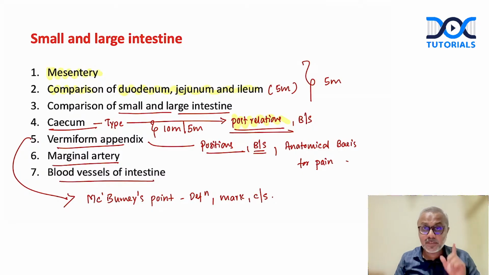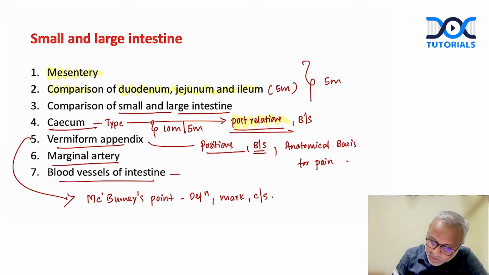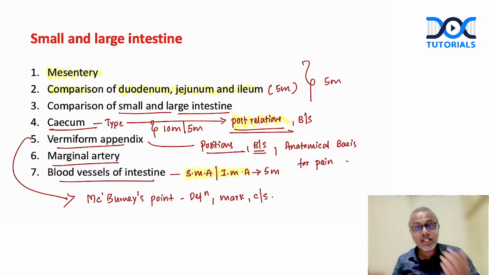And in the blood vessels of the intestine, again, remember, we can get questions on the superior mesenteric artery and inferior mesenteric artery, both of which are very important 5 marker questions, right? We would again tell about this when we talk about the posterior abdominal wall, but these are the 2 questions that I want you to be prepared with. Okay. Superior mesenteric artery, inferior mesenteric artery, and also the artery of the foregut, that is the celiac trunk.